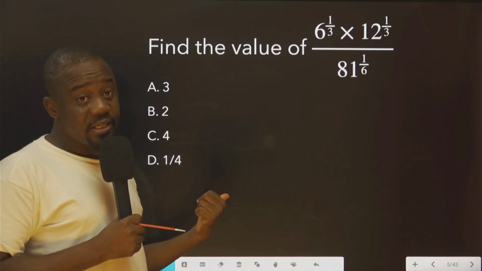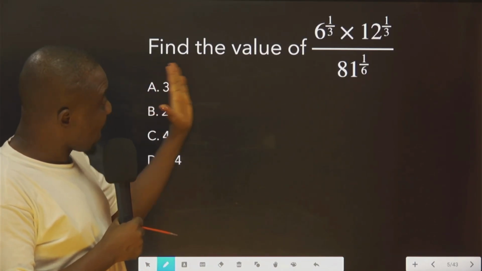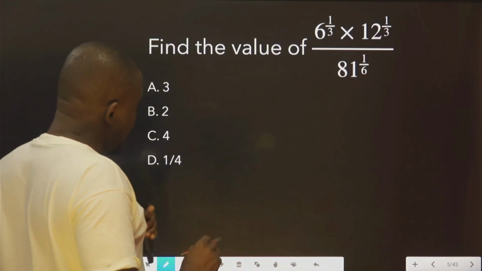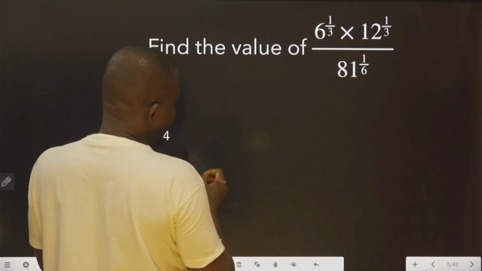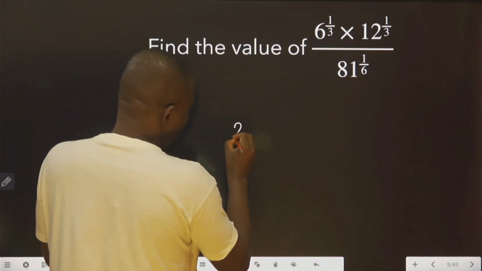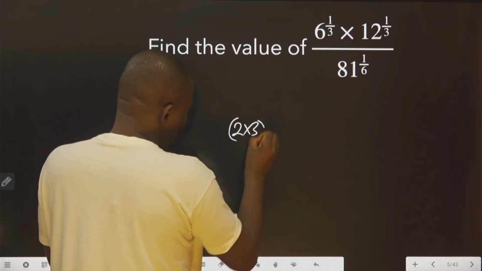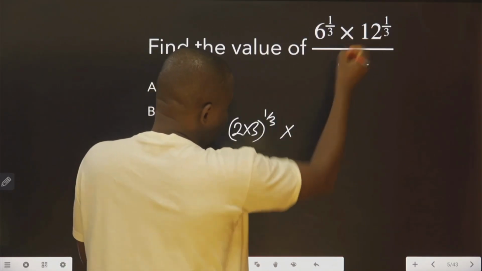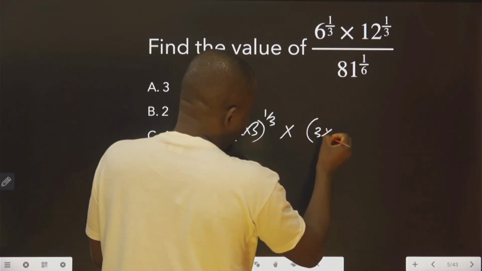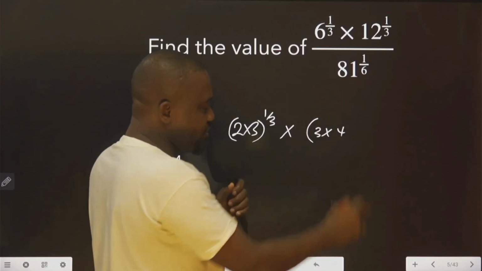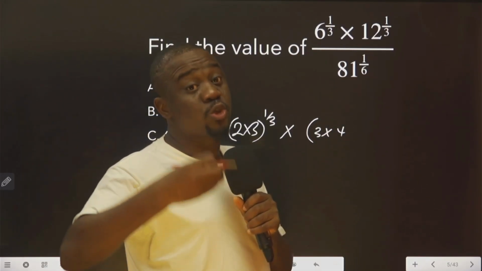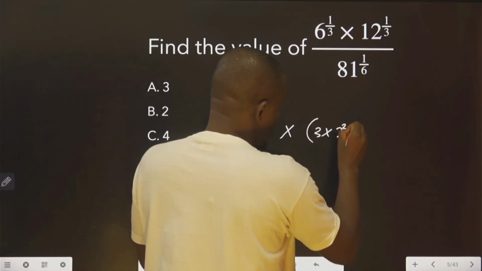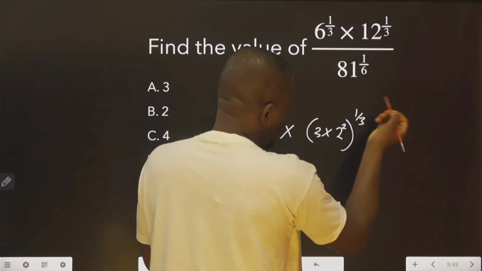Let's also look at this. This one says find the value of this. This is indices. How do you tackle it? Look at it. This is 6. 6 means 2 times 3. 2 times 3 is the same thing as 6. You put the power 1 over 3. What is the meaning of this? This simply means 3 times 4. We don't want this 4 because 4 is still 2 raised to the power 2. So we replace the 4 with 2 raised to the power 2. Then we put whatever that was outside before.